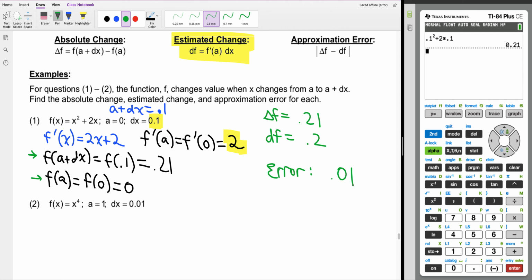0.21 comes from taking the value from... you're going to use a plus b.